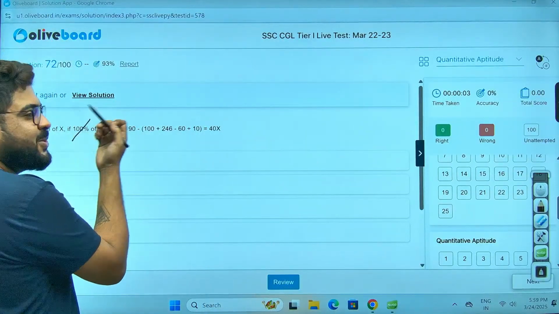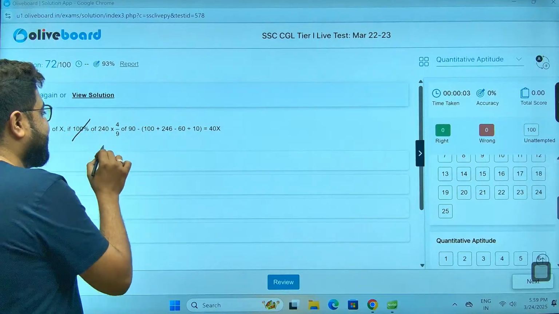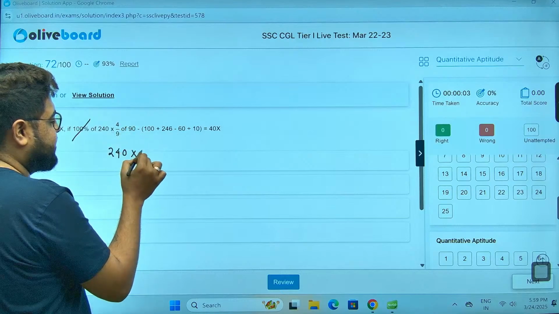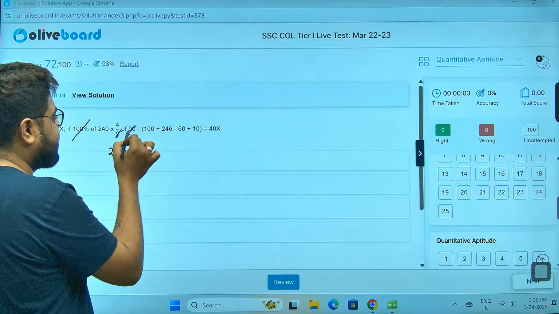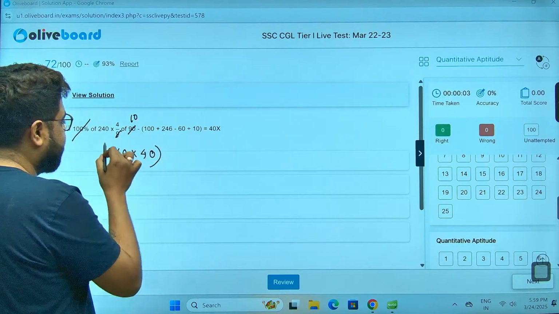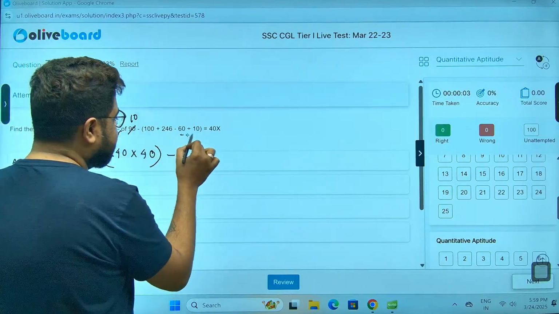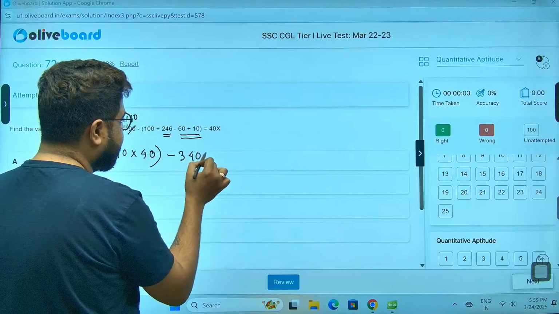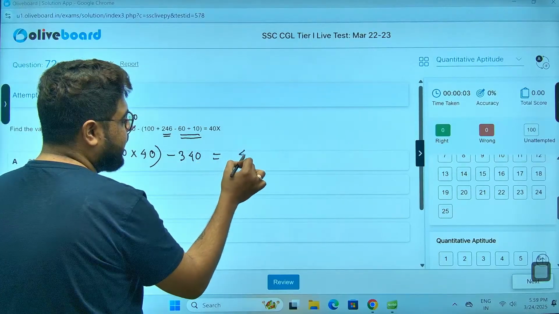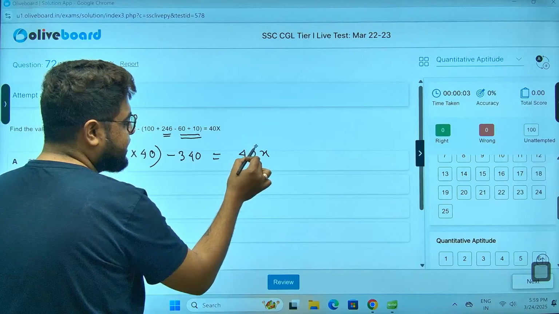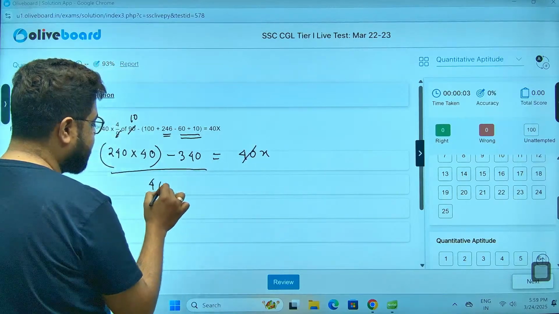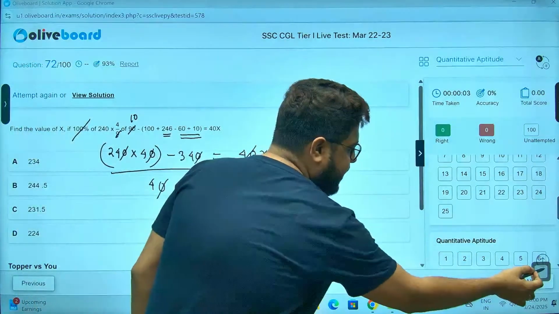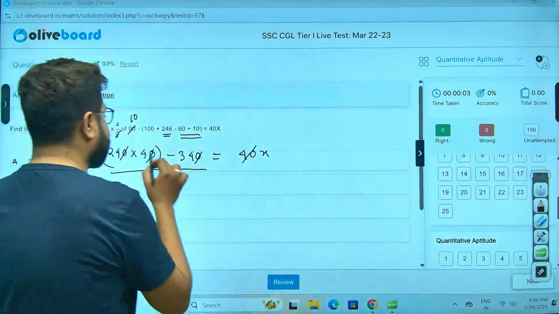100% means what? 240 into 4 by 9 of this, meaning 4 by 9, and 90 is at 10. That is 40. Minus, so this is 6. 246 minus 6 is 240. This is 340. It is equal to 40x. So x is equal to that by 40. Sorry, I've done extra.